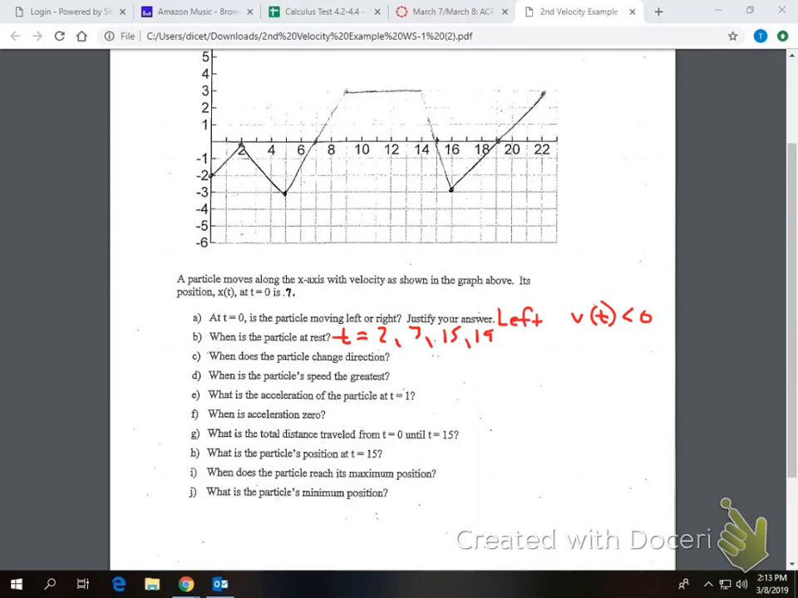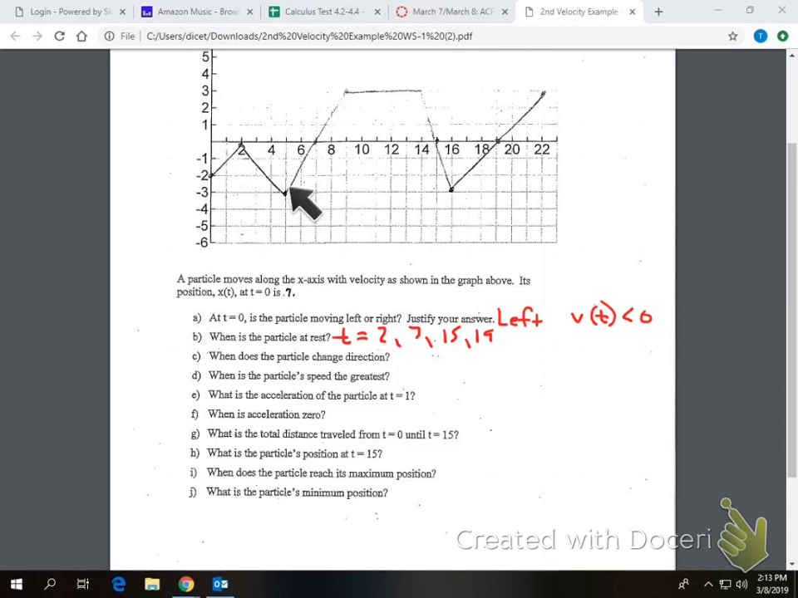When does the particle change direction, when we have a turn? The same time? Well, not necessarily. At 2, at 5, at 14. Would it be 14? Okay, I'm sorry, I said that completely wrong. I was thinking concavity. Can I change it again?